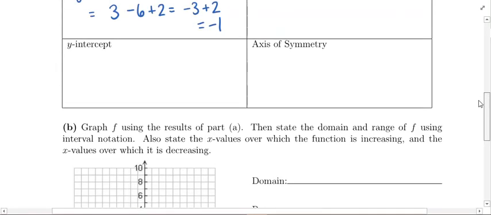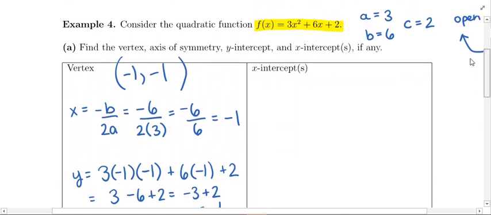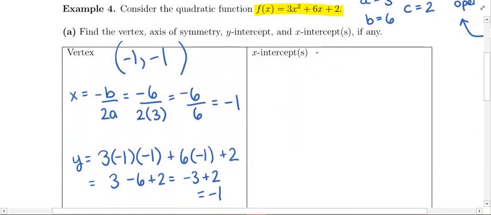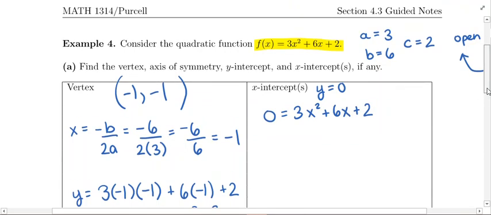All right, let's go get the x-coordinates, or sorry, the x-intercepts. So we know to find the x-intercepts, we need to set the y value equal to 0 in the original function and solve for x. So let's go ahead and do that. So if you look at the yellow equation here, y is the same thing as f of x, so we're going to get 0 is equal to 3x squared plus 6x plus 2. Okay, we need to solve this quadratic equation.